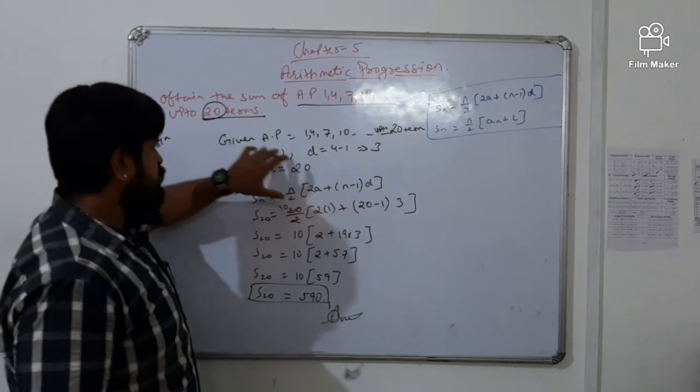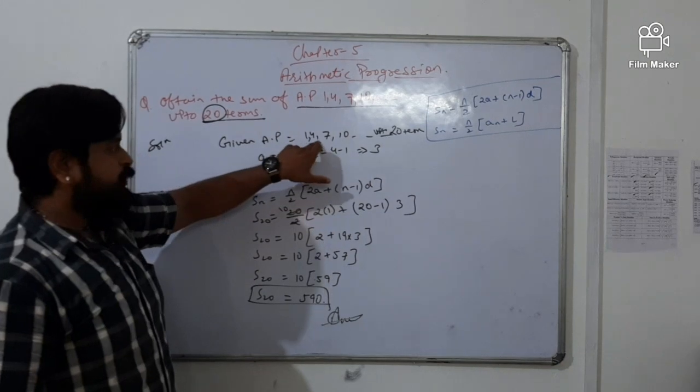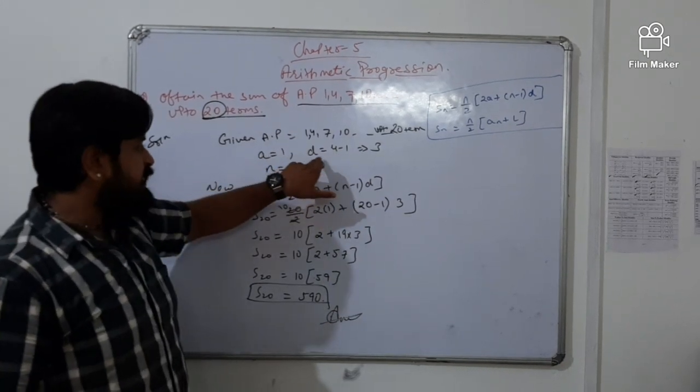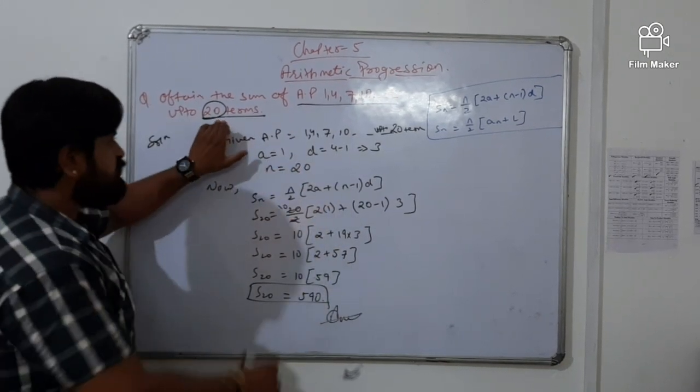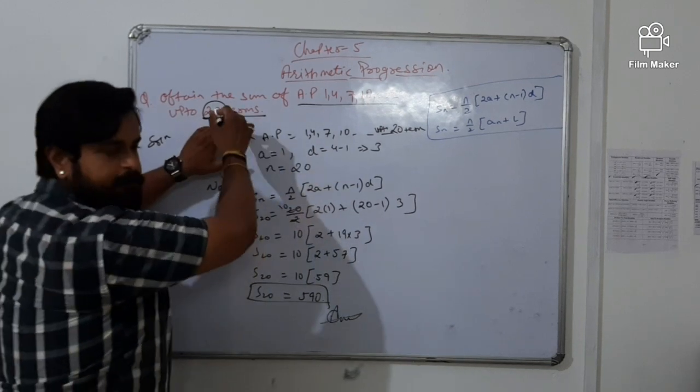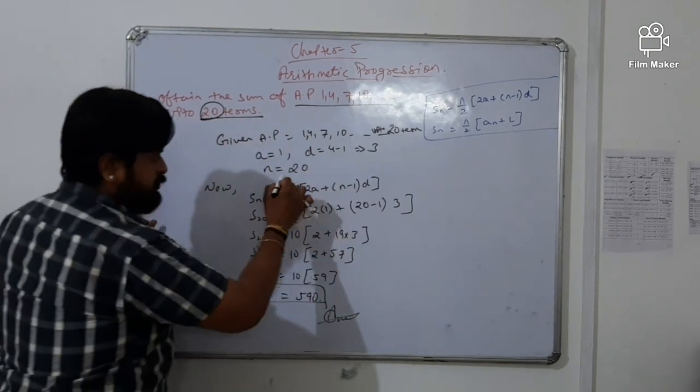So this is the AP which is given to you, and now once again I am explaining this question. This is the AP. Now from AP we got the values of A, D and N. N is 20 because it is already given in the question that up to 20 you have to find the sum. So N will be 20.